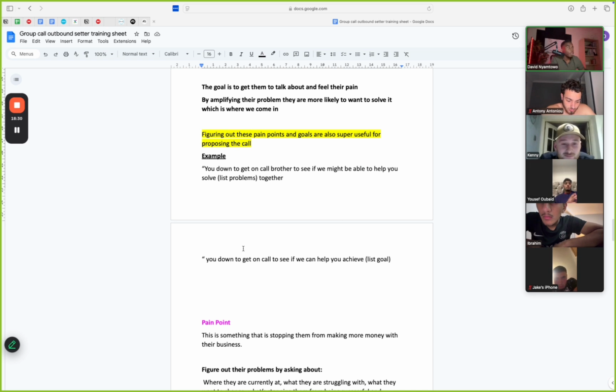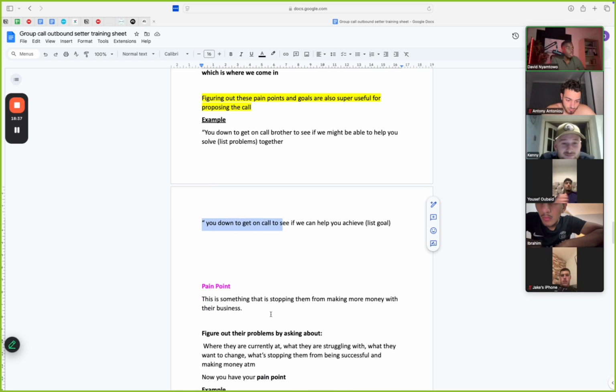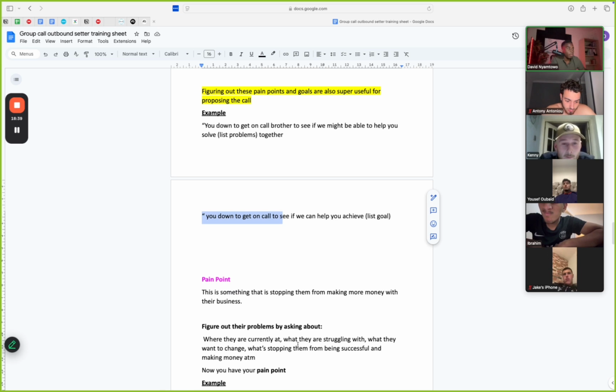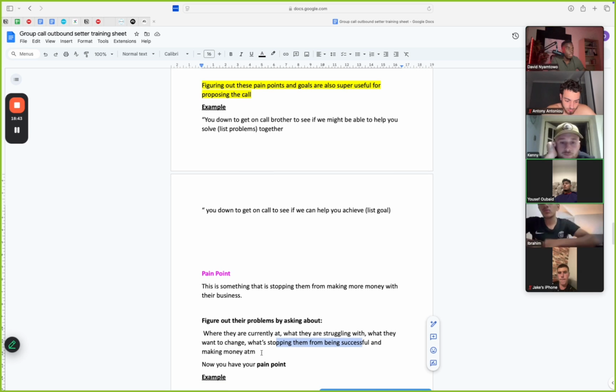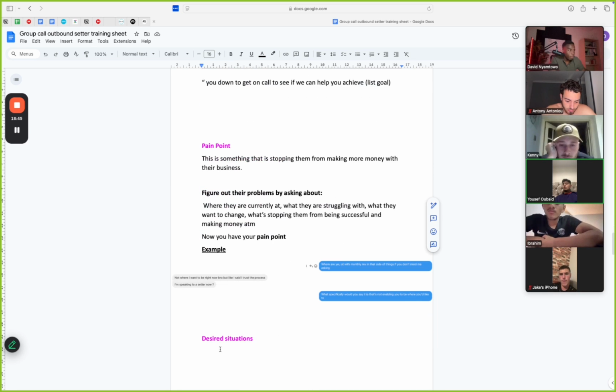Okay, but here we have, obviously, pain points. This is something that's stopping them from getting their goals. I've obviously shown you guys that. You just want to figure out their problems by asking where they're at, what they're struggling with, what they want to change, what's stopping them from being successful and making money. And then now you've got their pain points, okay?